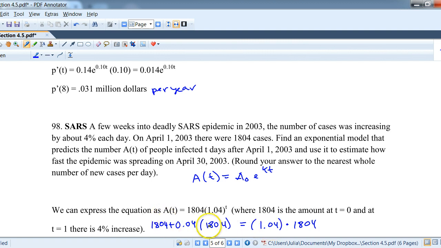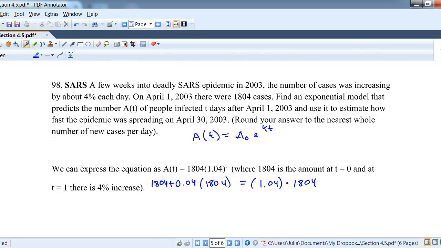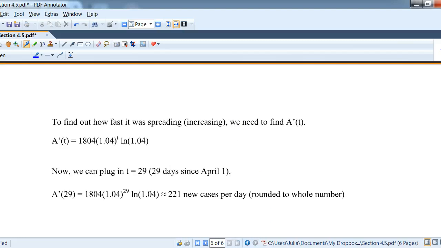So you'll get 1.04. You can actually check how many would be in one day. So you can add any percent increase on top of the 1 to get the base that you need.